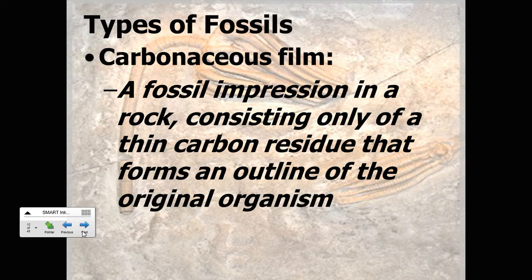Carbonaceous film, a fossil impression in a rock consisting only of a thin carbon residue that forms an outline of the original organism. You see a lot of these for leaves and that sort of thing. As they fall and get stuck in rock, the carbon in the leaf is going to decompose, but then you get the film left behind.